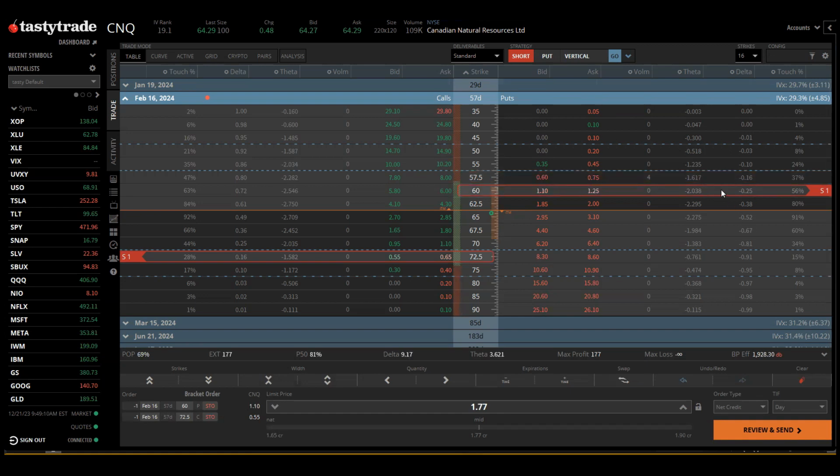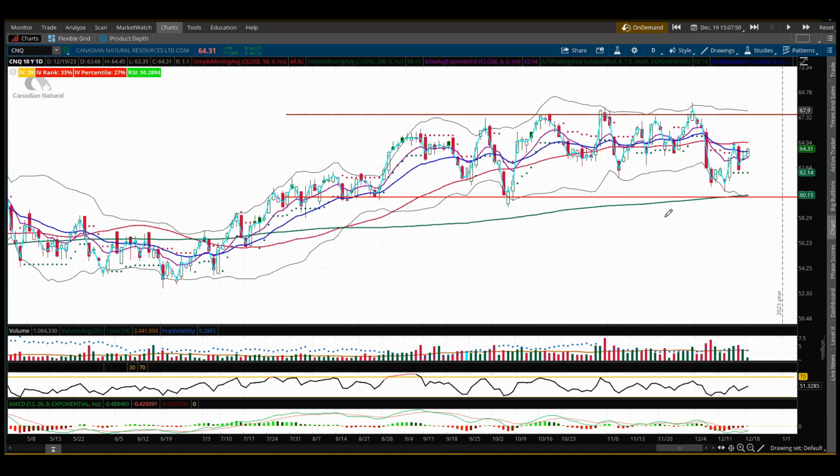Now, again, my reason for doing that is I am slightly bullish on CNQ. So if you're not, don't follow me on this, go with the 16. My other reason is I am perfectly fine getting assigned this stock at $60 if I had to as a worst case scenario. So if this trade doesn't work out and the stock does pull back, I'm okay getting assigned at 60. Maybe let's just take a quick look at why that is again.